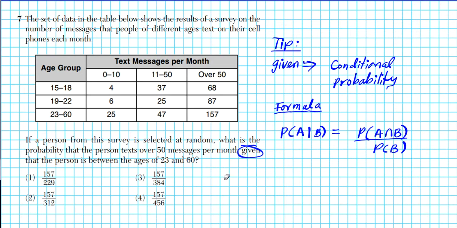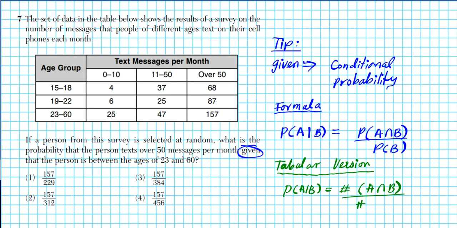Okay? In this particular setup, we have a tabular version. Okay? Whenever you're dealing with tabular version of a conditional probability problem, this is how you approach it. So for a tabular version, the probability of A given B is basically the number in the cells that represent the intersection of A and B divided by the quantity of numbers in just B by itself. Okay? Alright, so let's go ahead and set up the problem.